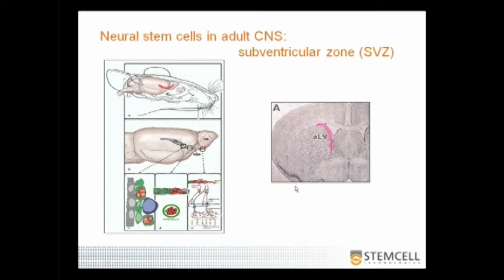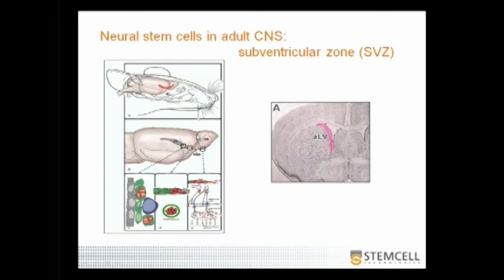The presence of neural stem cells has been extensively investigated in two regions of the adult mammalian brain, the subventricular zone, SVZ, and the hippocampus. Shown here is the SVZ region, which is a thin layer of cells that lines the lateral ventricles in the forebrain. The SVZ region contains cells which have self-renewal ability and are the cells which give rise to new neurons in the olfactory bulb throughout the life of the mouse.